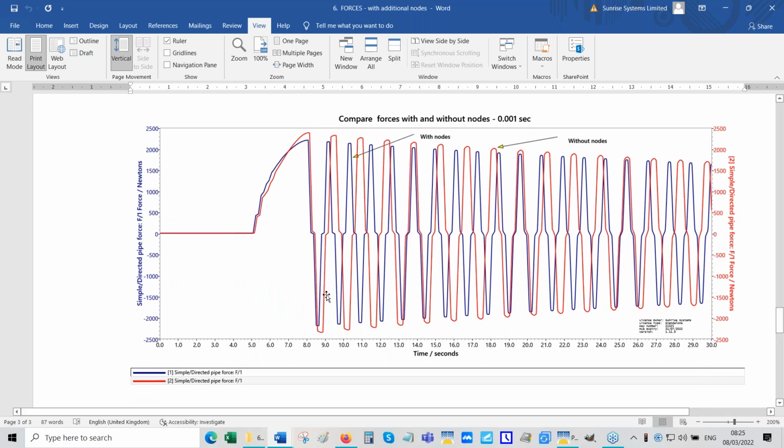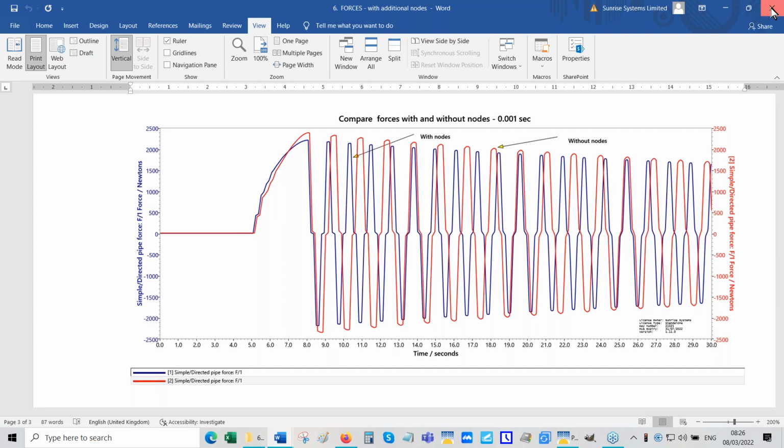This is actually the comparison graph. Compare the forces with and without nodes, and that's the time step. And you can see that they're very, very similar. The difference is more due to the fact that the dynamics of the system changes because the flow analysis itself produces slightly different results. But it's quite remarkable when you think that inserting those additional nodes and working without the additional nodes makes virtually no difference.